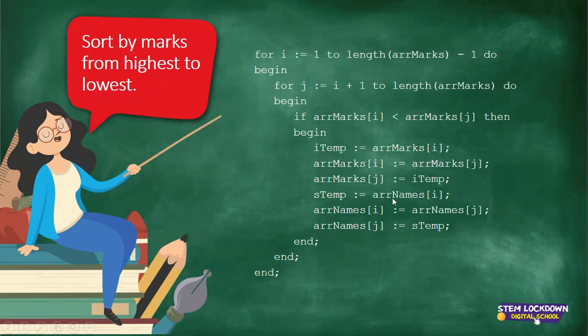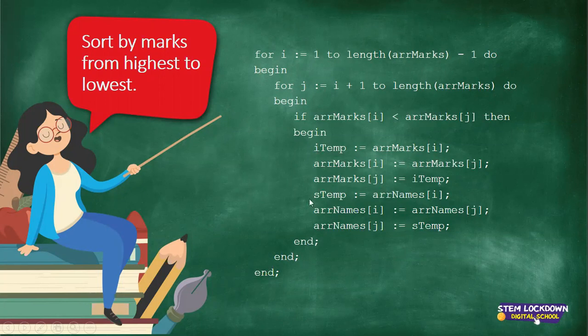I've got to do exactly the same for R names. To a temp string variable, placing that in there for now. Now I can place whatever was at R names J into R names at I, and then lastly take whatever's in S temp and put it in R names, and my swap is complete.